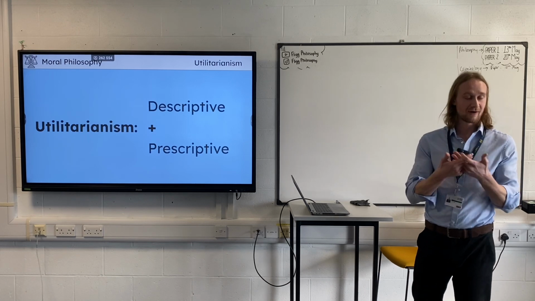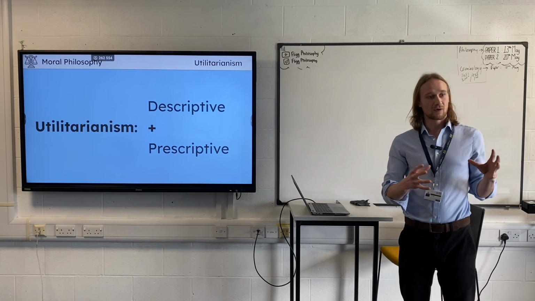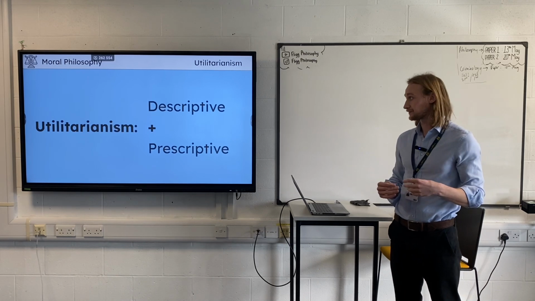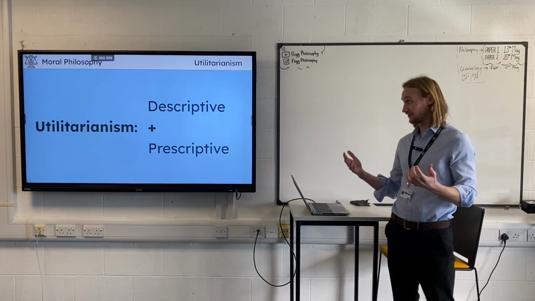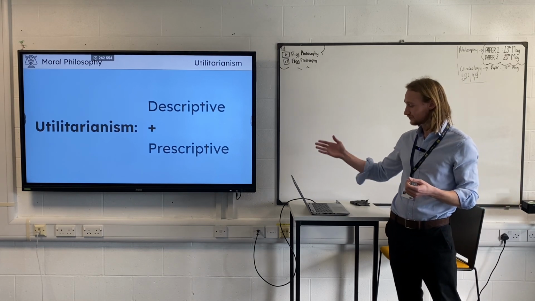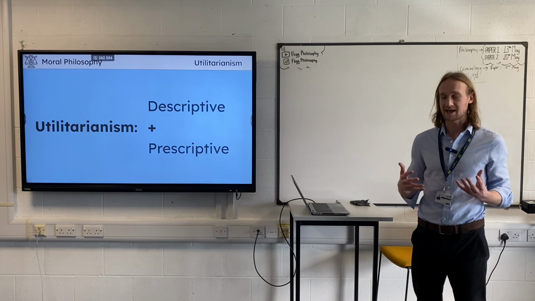So they believe that there are actual mind-independent moral properties, which is pain and pleasure, which makes a moral statement true or false. So there is a fact to the matter. So utilitarianism is both a descriptive and prescriptive claim.